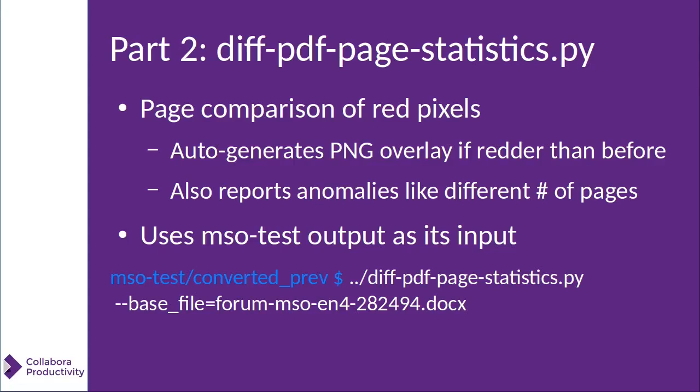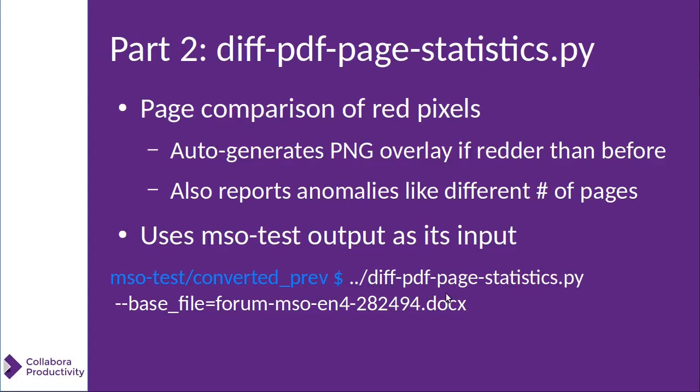The Python tool will do a page-by-page comparison of the red pixels, and like one of the images we saw earlier, it will automatically generate one of those overlay images if there's more red pixels showing than before, which would suggest a regression. And it will also report anomalies, like if there's a difference in the number of pages that have been output. And of course, it uses the MSO test PDFs as its input. And so running it is quite simple, and the command line to do it is shown here below.